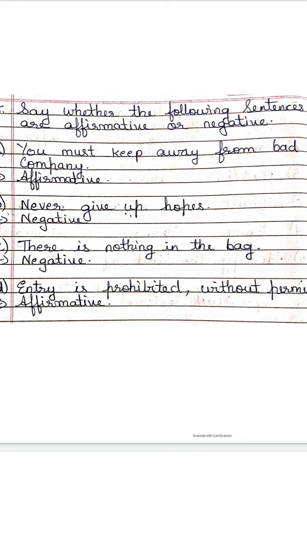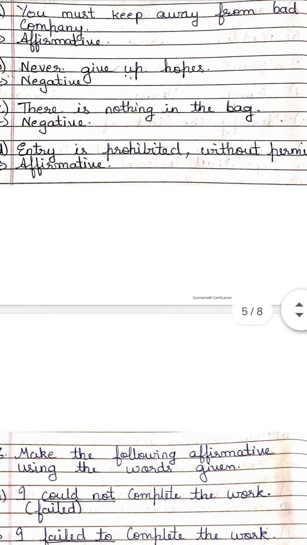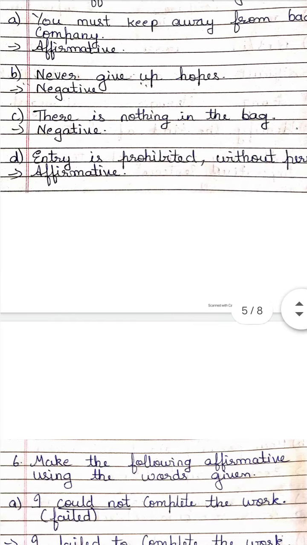Then never give up hopes. Never is a negative word, so this is a negative sentence. There is nothing in the bag. Again, nothing is a negative word, so this is a negative sentence. Entry is prohibited without permission. Again, there is no negative word in this, so this is affirmative sentence.